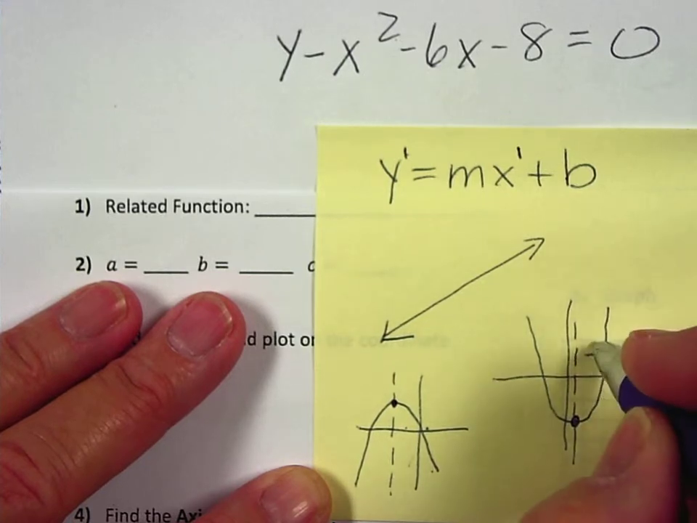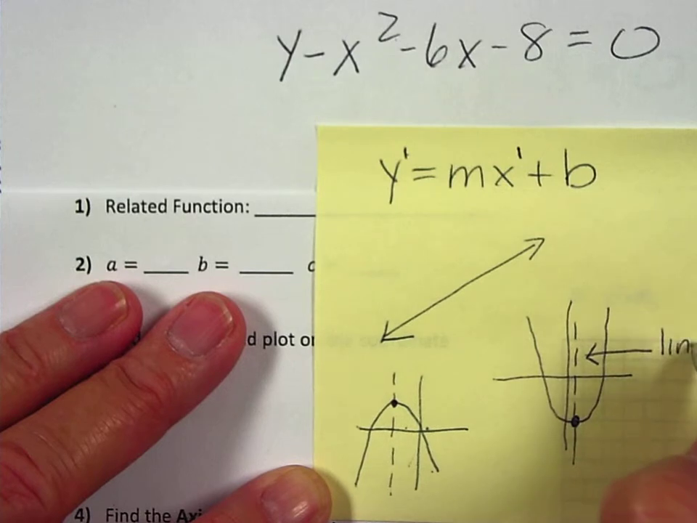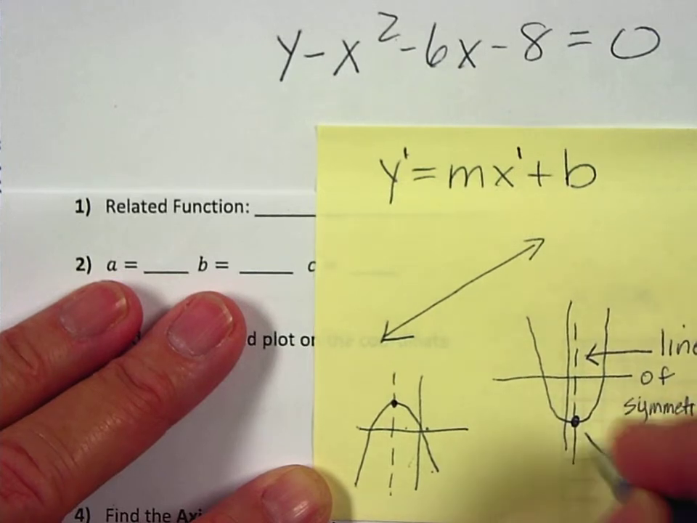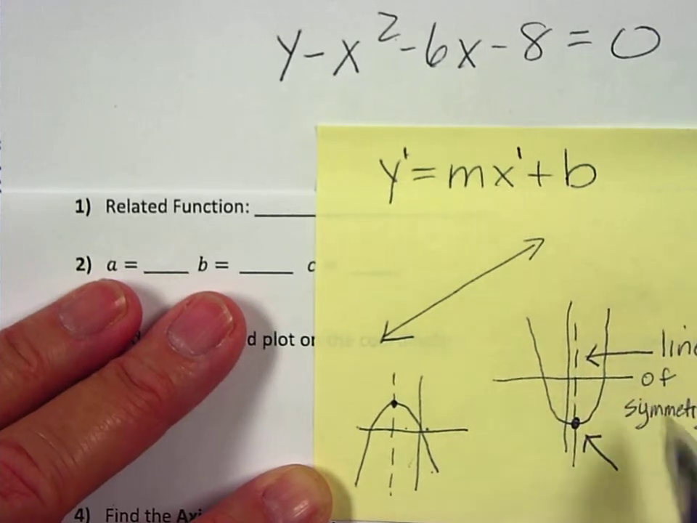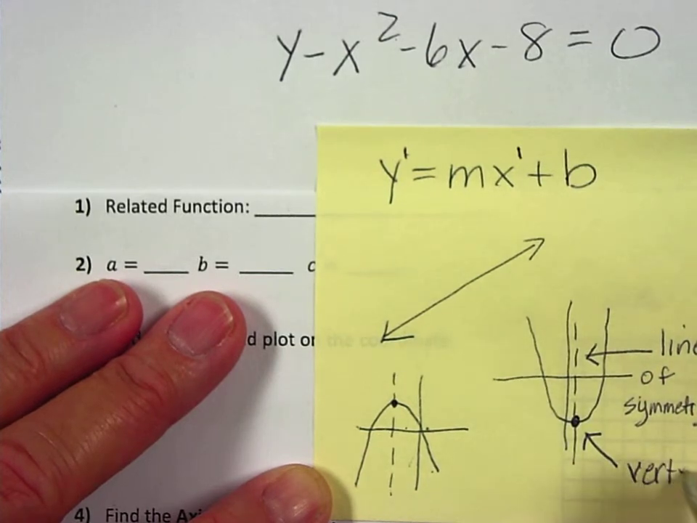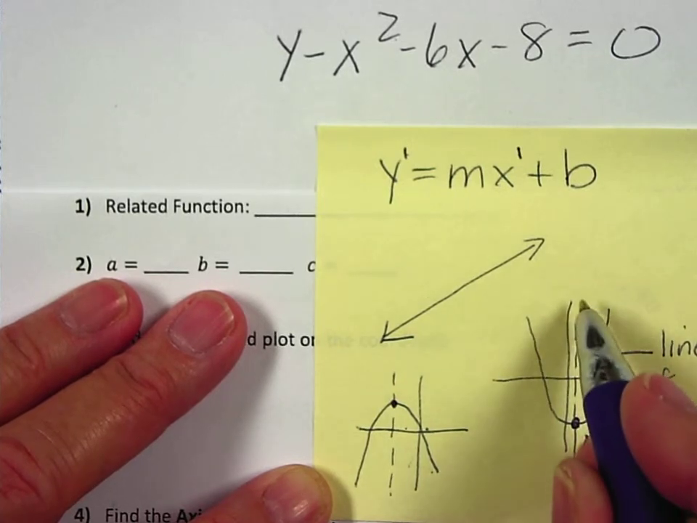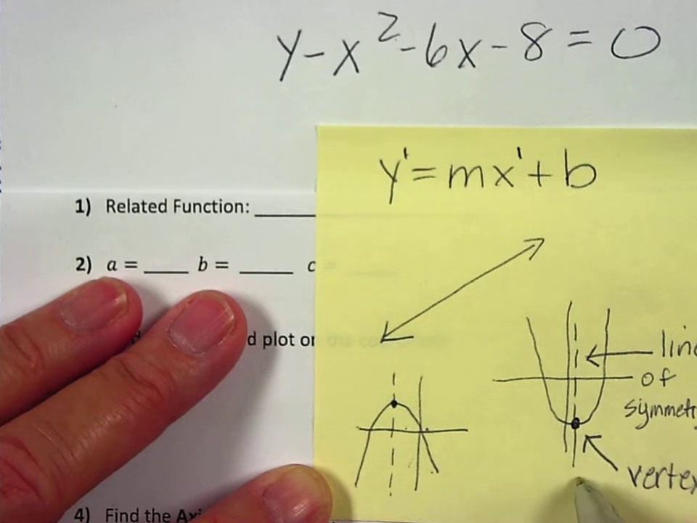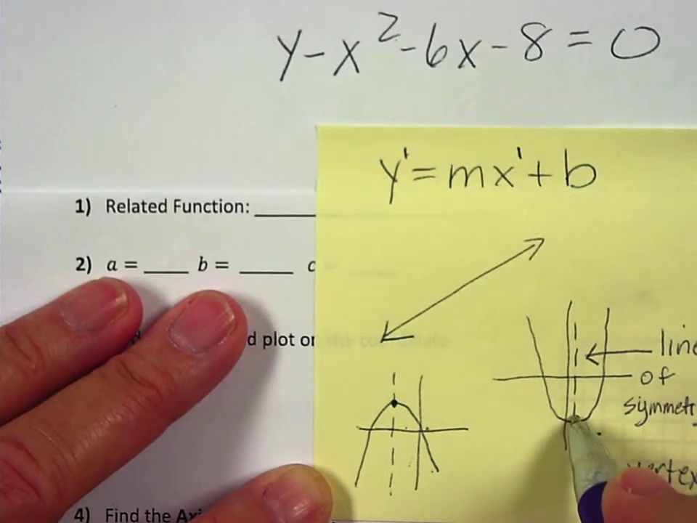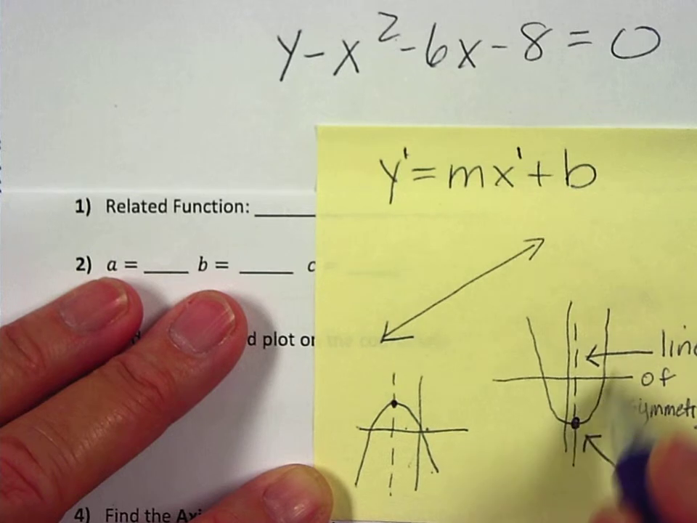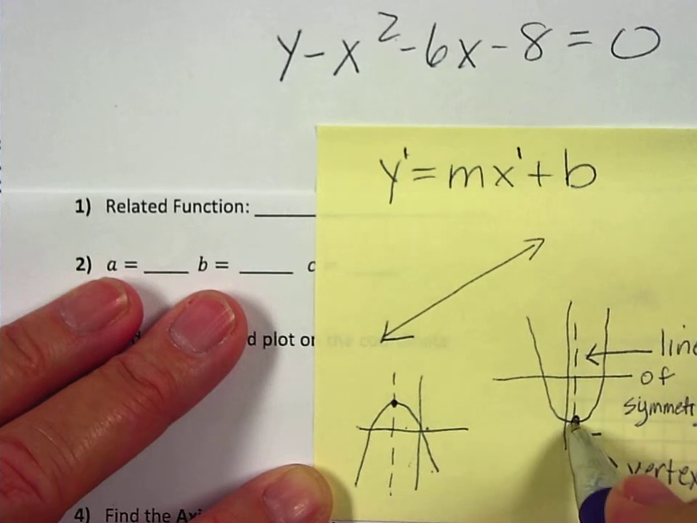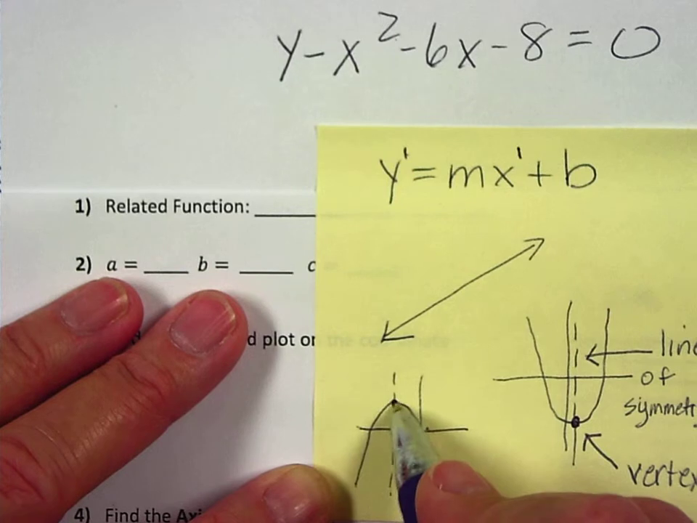So this line that cuts the parabola in half is called the line of symmetry. Sometimes it's called the axis of symmetry. And this point that's either the maximum or minimum point where the parabola changes direction is called the vertex. This point is always on the line of symmetry because the line of symmetry cuts your parabola in half, and the vertex is where it changes direction. So the vertex will always be on the line of symmetry.